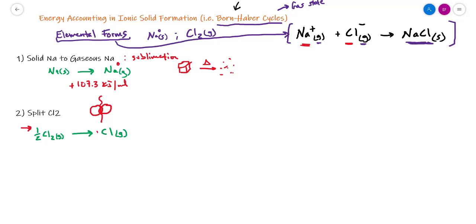I've got a sodium atom that's gaseous, and I've got a chlorine atom that's gaseous. This is going to take 122 kilojoules per mole. Okay.